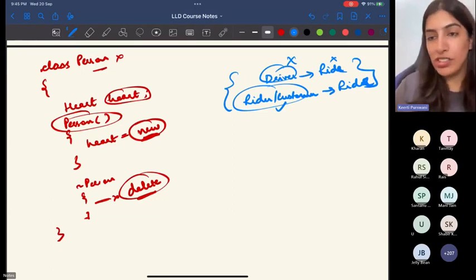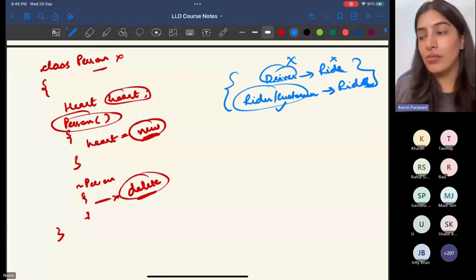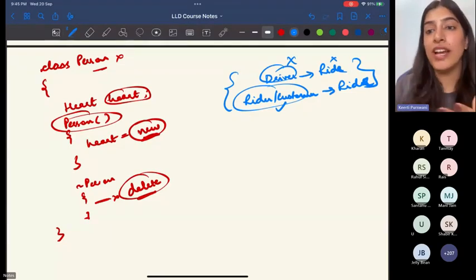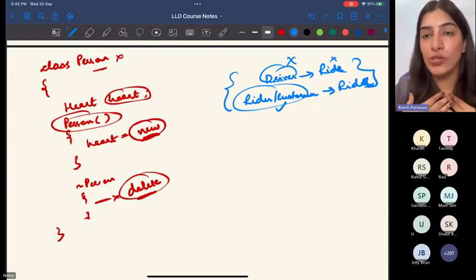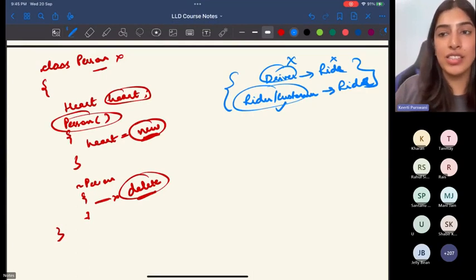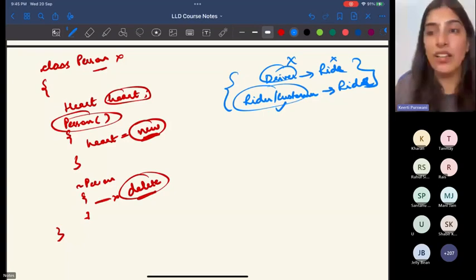Let me explain this point. In most cases it will be very dependent on the requirements. For example, I can argue that a restaurant owner can exist without a restaurant, but someone can argue that a restaurant owner cannot exist without a restaurant. Or you can argue that an engine cannot exist without a car, as simple as that.